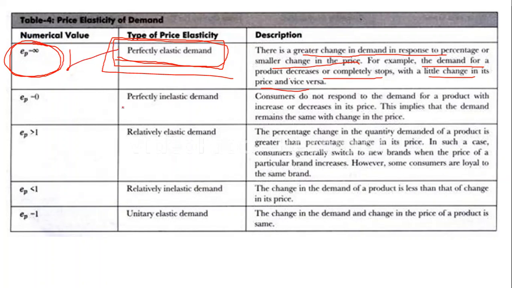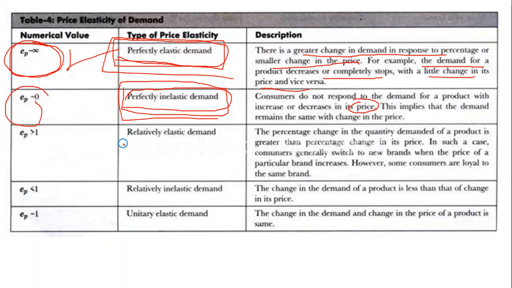And the second one is perfectly inelastic demand. In the case of perfectly inelastic demand, consumers are not going to respond to the price. So price may increase or price may decrease, but the demand is not going to change. So this is known as perfectly inelastic demand. In the case of some necessary goods, this is going to happen: when price increases or decreases, people won't worry, they have to buy that good. So in this case, price elasticity of demand is equal to 0.